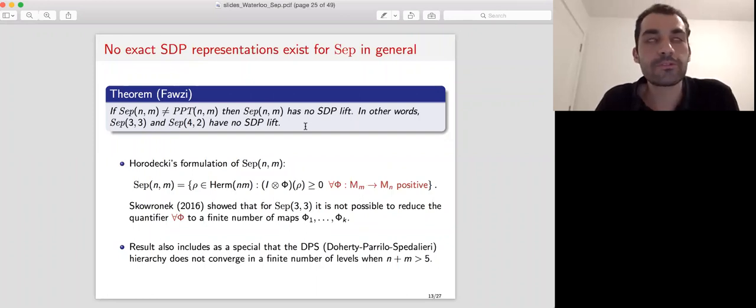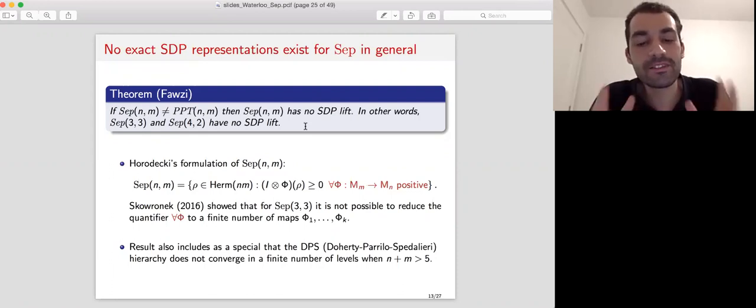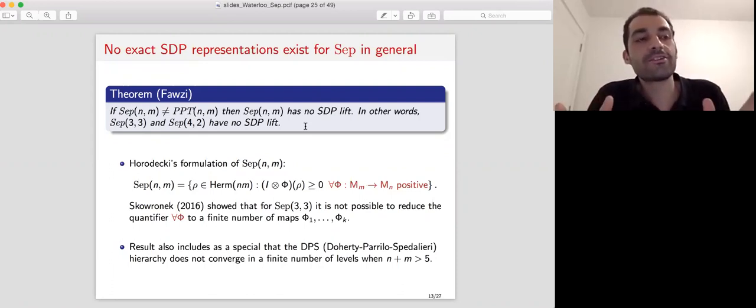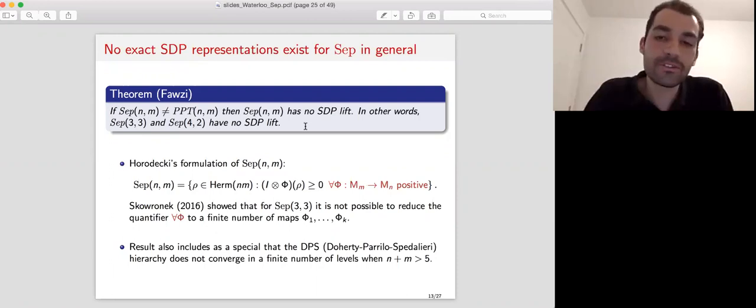It's not obvious, but you can show that the set of separable states is a semi-algebraic set using Tarski's quantifier elimination result, because it's the convex hull of a semi-algebraic set, so it is a semi-algebraic set.